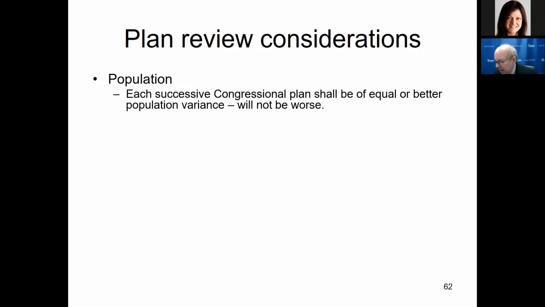So what are some considerations in regards to review and consideration of prospective plans submitted by the Legislative Services Agency? Of course, the key requirement is population. And the Legislative Services Agency provides that each successive congressional plan will be of equal or better population variance than the plan that was rejected. It will not be worse.